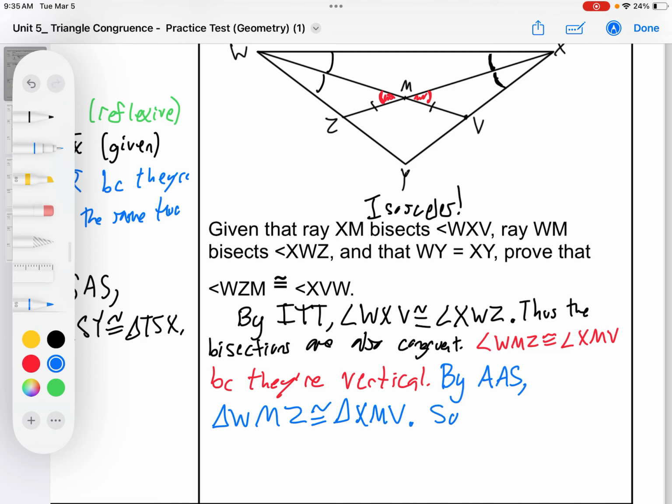And if the triangles are congruent, if this blue triangle is congruent to this blue triangle, then that means that the actual angles inside of them are congruent too. So angle WZM, which is this one, is congruent to this one angle, and they call it XVW.